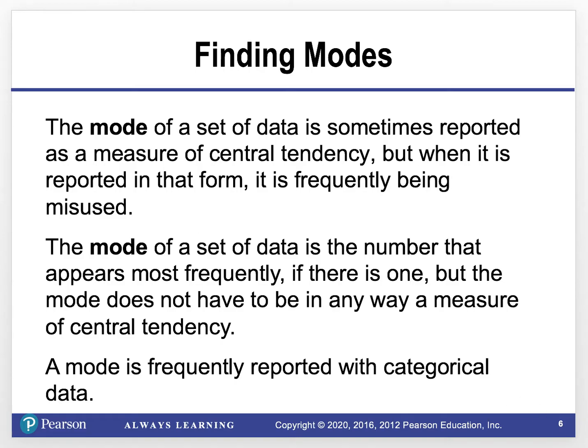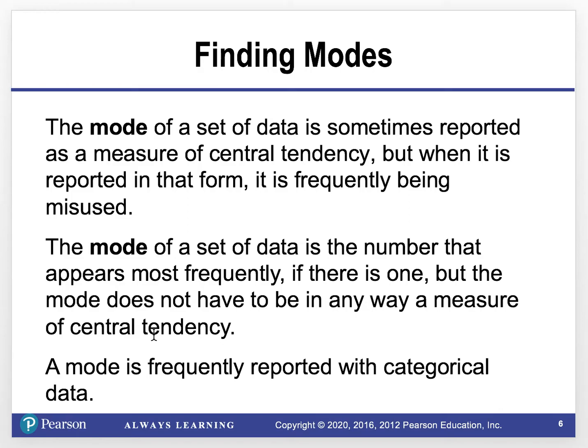Okay, and then the mode. So we had the mean, we had the median, now the mode. The mode of a set of data is sometimes reported as a measure of central tendency, but that's wrong. It's not a measure of central tendency, but it is an average. It's one of the averages. I don't know that anyone ever reports it as a measure of central tendency, but if they do, that's a misused term. It's the number that appears most often, if there is one. But the mode does not have to be in any way a measure of central tendency.